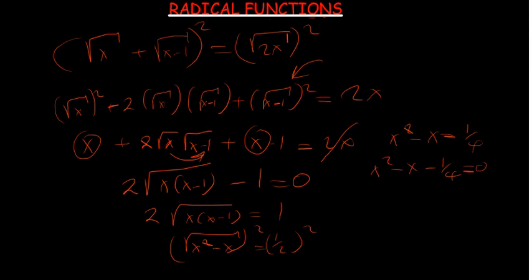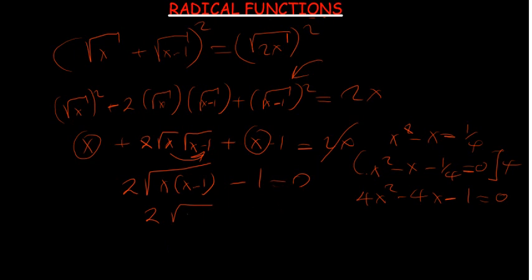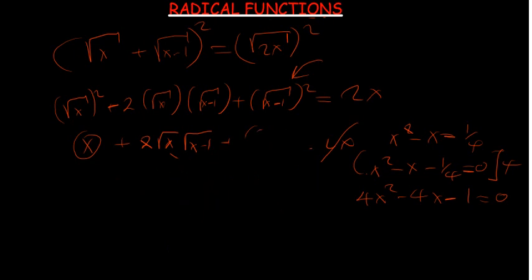Now to make this as numbers instead of a fraction, let's multiply it by 4. So 4 times x squared, that will be 4x squared minus 4x minus 1, and that will be equal to 0. Now are we able to factorize this function which we have here? If we can't factorize it, then we can use the quadratic formula.